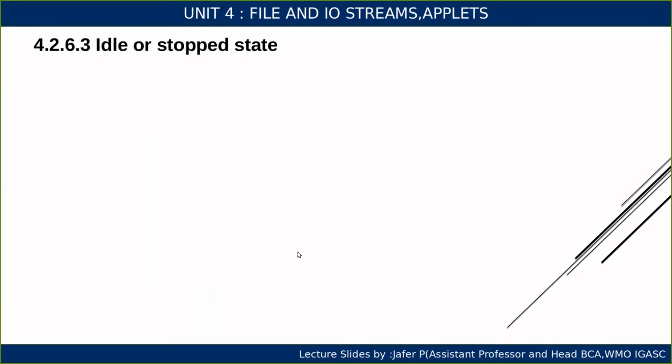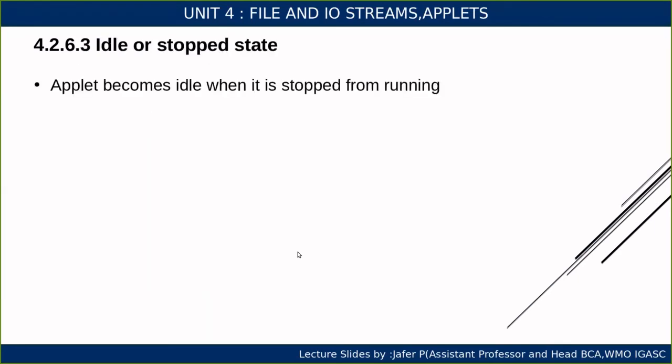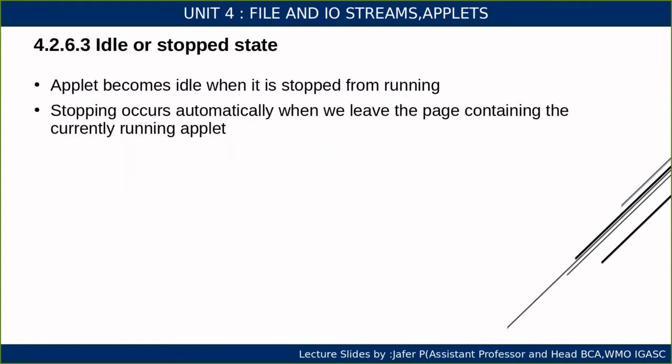What is the next state? Next state is idle or stopped state. How does an applet become idle, or when is an applet going to an idle state? An applet becomes idle when it is stopped from running. Stopping occurs automatically when we leave the page containing the currently running applet that I have shown you.